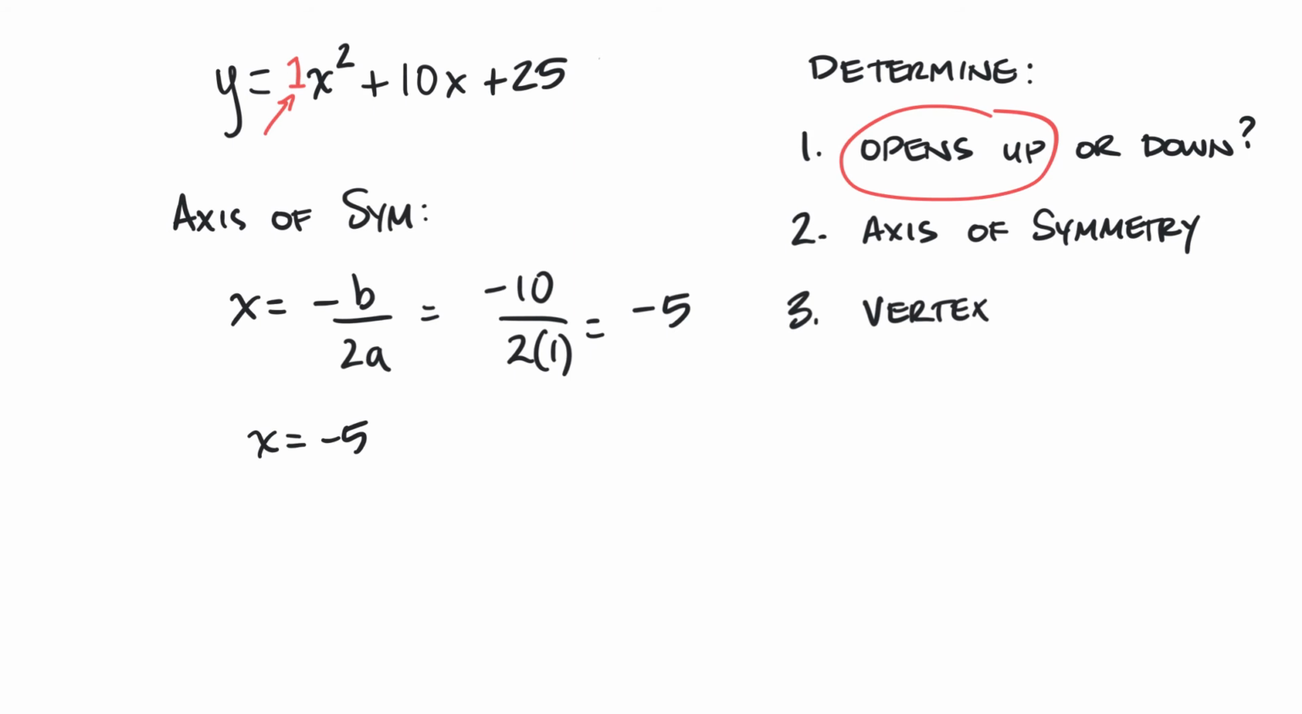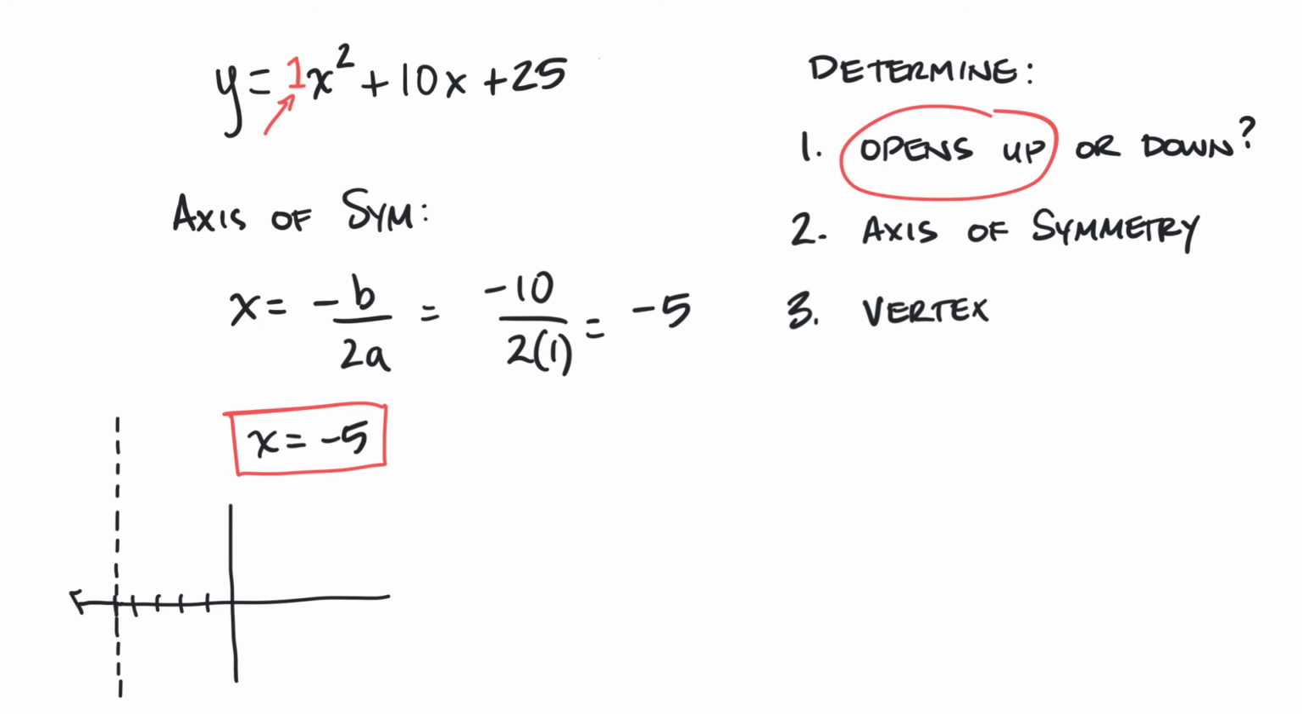Okay, so if we were graphing this, we would know that where x is equal to negative 5, which is out here, we would have an axis of symmetry right here, like that. And then our parabola opens up, so we know that the vertex is going to be somewhere along this line, and it's going to open up, something like that. Okay, so we've got our axis of symmetry right here.